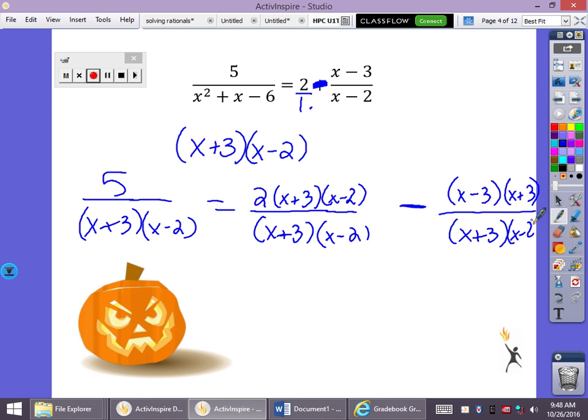So I'm just going to highlight. So this, whoops, bad highlight. This fraction here in the denominator, it is missing both pieces. So I had to put both pieces. This one was only missing the x plus 3 because it already had the x minus 2. Okay, question.